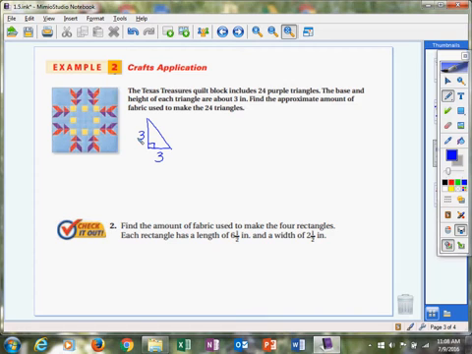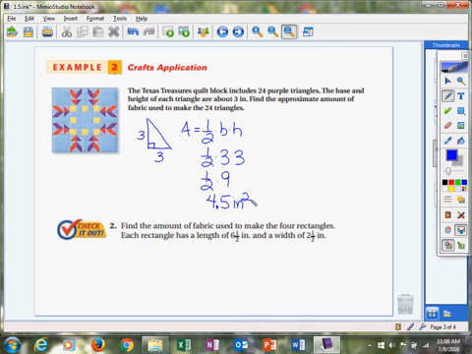So we're going to find the area of just one triangle. And to do that, we're going to do 1/2 times base times height. So that would be 1/2 times 3 times 3. Half of 9 is 4.5. Okay? So that's the area of just one triangle, excuse me.